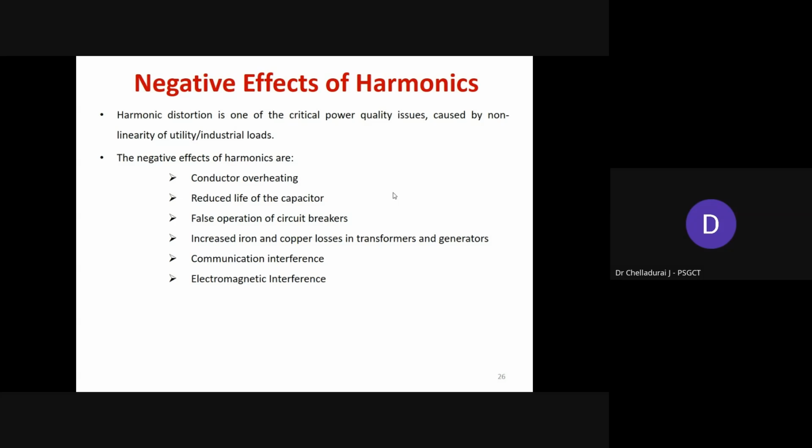of capacitor, then false operation of circuit breaker due to zero crossing information, then increased iron and copper losses in transformers and generators, then communication interference and electromagnetic interference. So harmonics injected into the power system network, or harmonics magnitude, should be considered as one of the very important performance parameters for any voltage source converters.